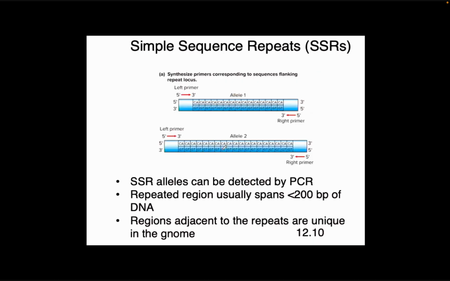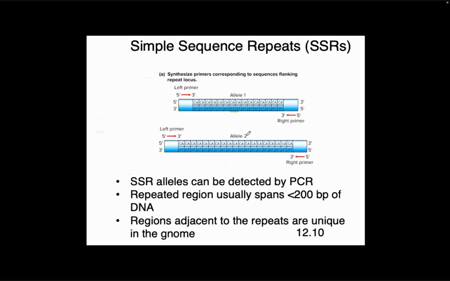So the last variant we're going to talk about is kind of an interesting one that isn't used as much today as it was maybe 10 or 15 years ago, but there's some fun stuff to talk about. So these are the simple sequence repeats. Here's an example of two different simple sequence repeat alleles, 1 and 2, and let's describe what we're looking at.